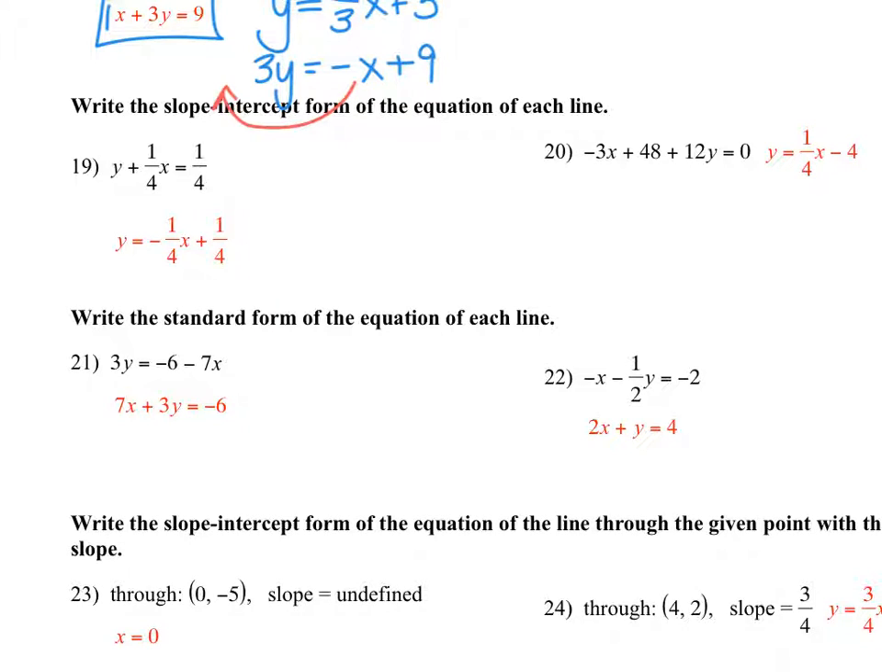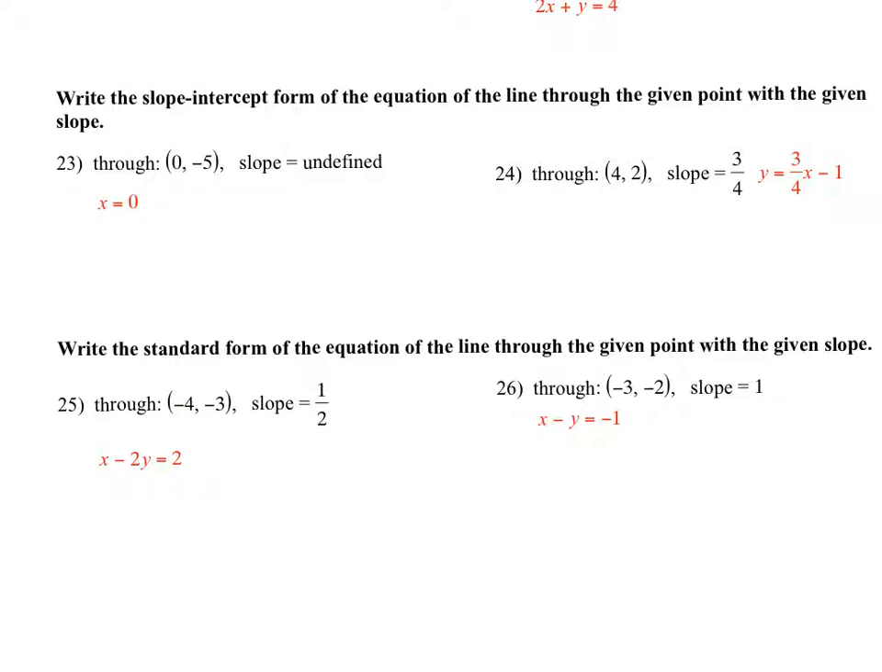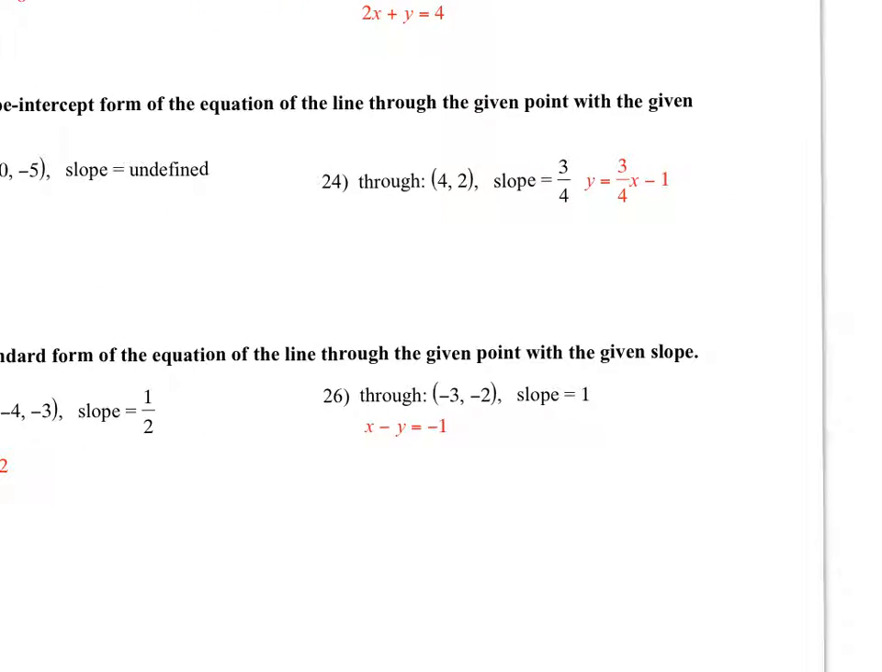All right, questions 19 through 20, I'm not going to go over in the video. I think you all know how to do slope-intercept form. That just means the y is by itself. And standard form, x and y on the same side, no fractions. If you need help with any of those questions specifically, please come to tutoring tomorrow.